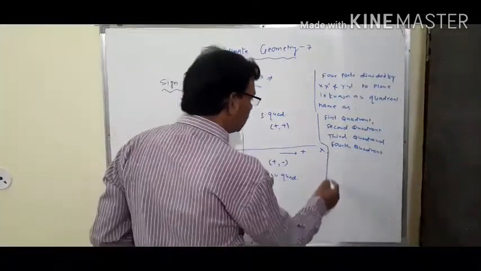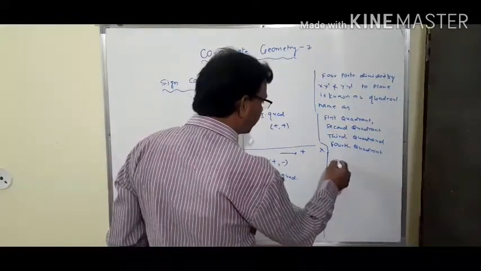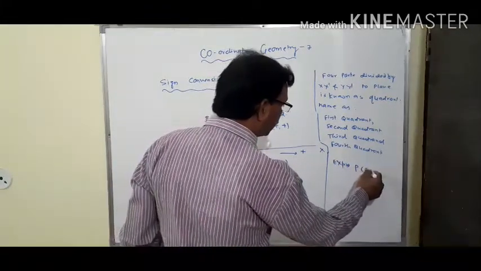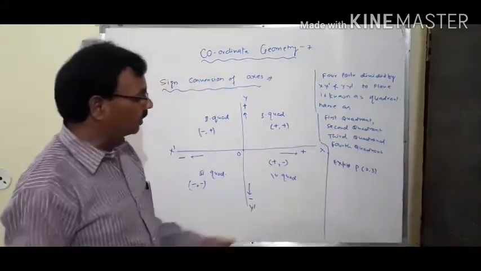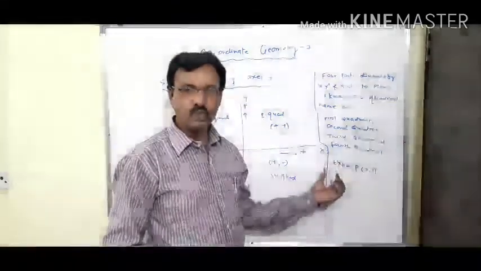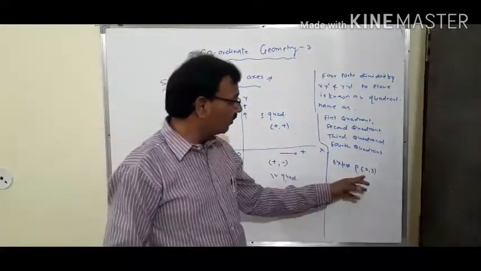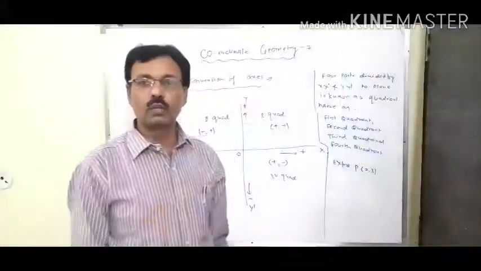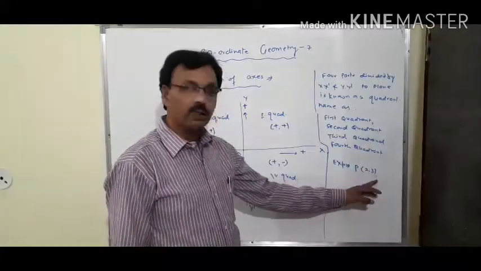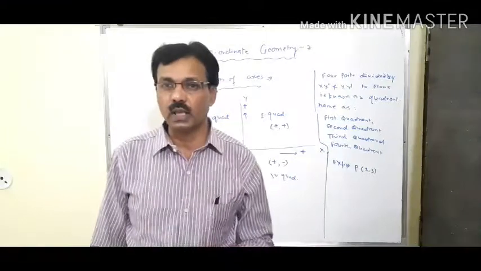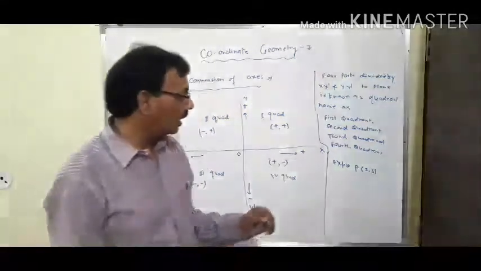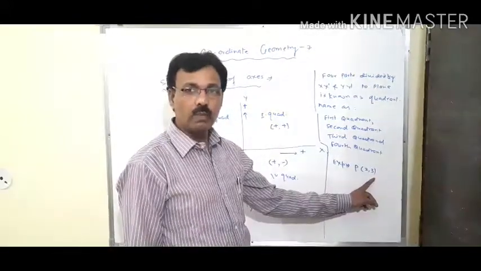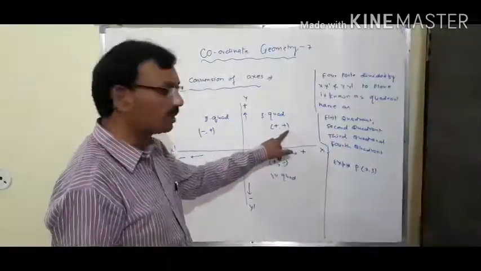Let us take one example. If the coordinates of any point P are 2, 3, then the position of this point lies in the first quadrant, because the signs of both coordinates are the same and both are positive. The x coordinate is known as abscissa and the y coordinate is known as ordinate.